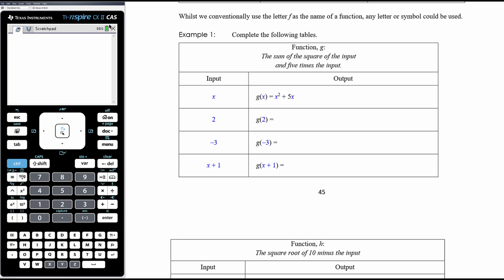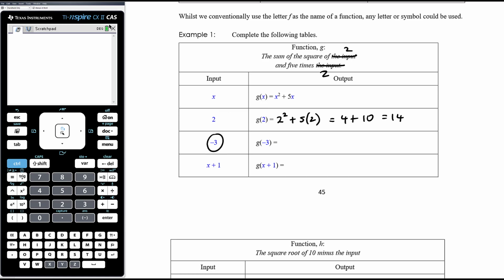Similarly, if the input is 2, g of 2 means that we do this rule to 2. So it's the sum of the square of 2 and 5 times 2. So it is 2 squared plus 5 times 2. 4 plus 20. No, sorry, 4 plus 10, which is 14.